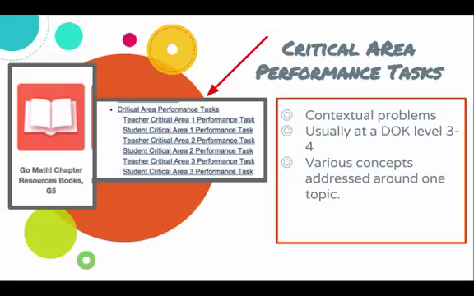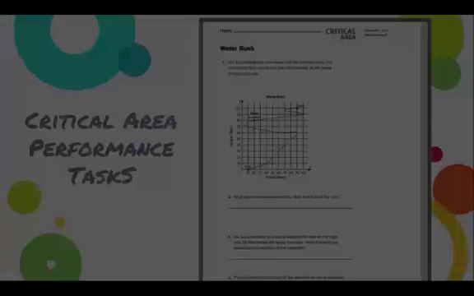So those are chapter performance tasks that we just looked at. These right here are critical area performance tasks. And what that is, 3 or 4 chapters of Go Math make up Go Math's critical areas. So ideas that they have in common. They're very contextual. Usually these are at a DOK, depth of knowledge, level 3 or 4, so a little more rigorous. And various concepts are addressed around one topic. So that's also kind of nice. It's not just one chapter or idea, but multiple chapters.